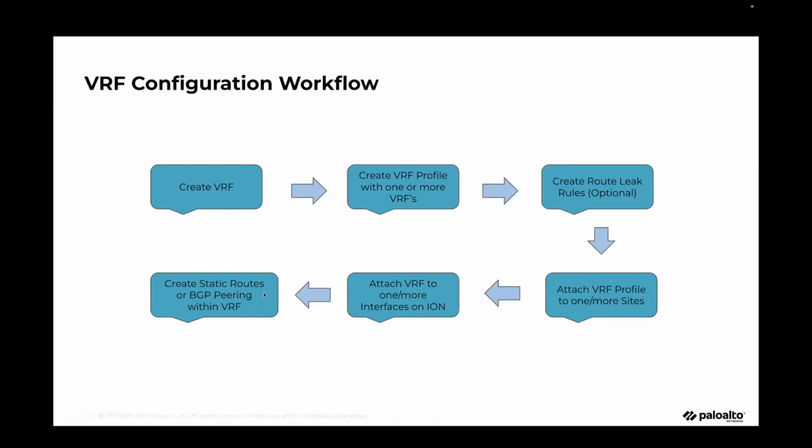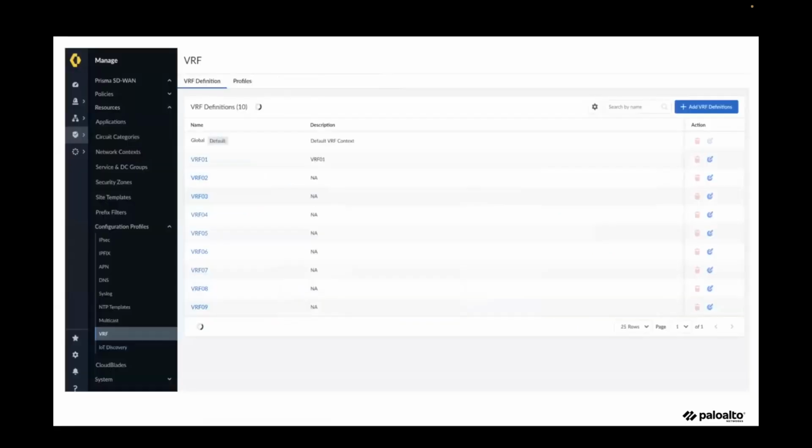And then you can either do static routes within a VRF, or you can do BGP peering within the VRF. So basically, we are doing BGP within the VRF for exchanging routes with your upstream or downstream devices. So let's look at this from the provisioning point of view. When you go to the Strata Cloud Manager, in the Manage section, we have the configuration for Prisma SD-WAN, we have configuration profiles. So what is new here is these VRF configuration profiles, which is where we have exposed all the VRF capabilities. You do your VRF definitions. So here you see that there are 10 VRFs defined, VRF 1, 2, 3, 4, and such.